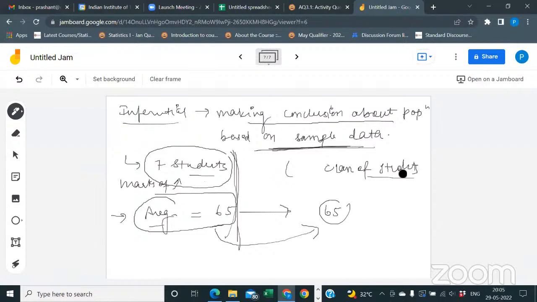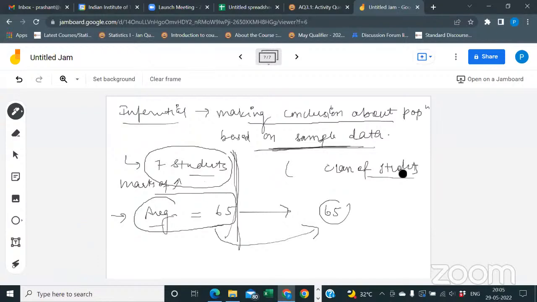For example, I want to know the pass percentage of class 12th students across the whole of India.